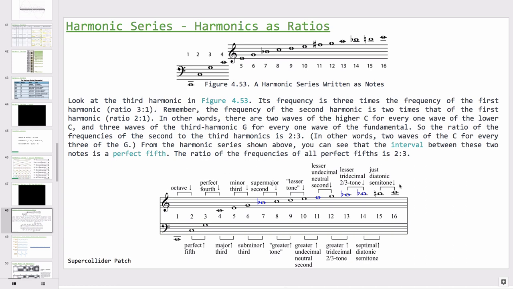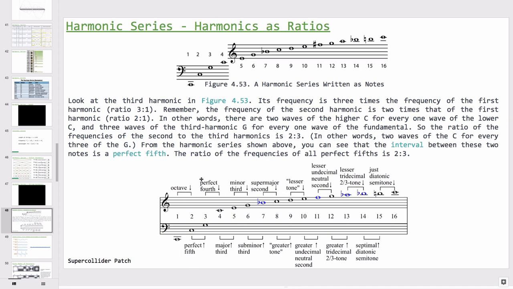So we have a diagram here that shows all that, and a little explanation here as well. So you see we have perfect fifth. Now, I'm not going to go into just intonation. That's a whole can of worms. But basically, as you go up, we had to adjust the tuning so everything fits in the octave, so we can make something like the piano where you have these repeated octaves, right? So you start getting these very unusual intervals in the harmonic series and these just intonations. So that's what all these things like lesser tone and lesser tridecimal two-thirds tone are about. But the basic intervals are here.